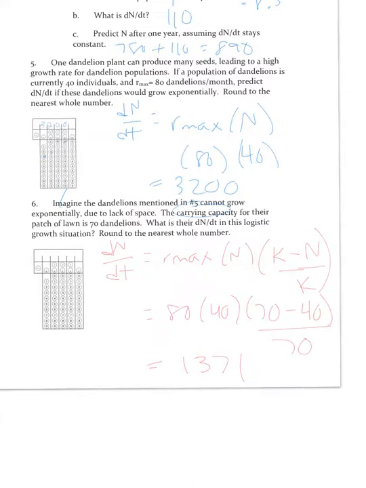Okay, so for the last one, number 6, the equation's a little bit different because you got to put carrying capacity in there. I already wrote it out there. The change in population equals the R max times n, which is what we did for number 5, but this time you have to take the carrying capacity in there. So you're going to multiply by the carrying capacity, which is abbreviated K, minus n, and then divide that by K. So you'd have your 80 times your 40 times 70, which is your carrying capacity, because that's the most dandelions can live in that space, minus 40 divided by 70, and that's how you get the 1371.